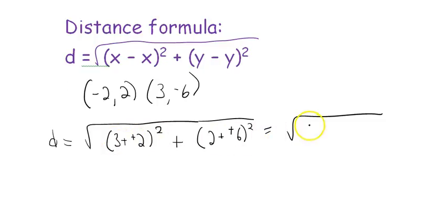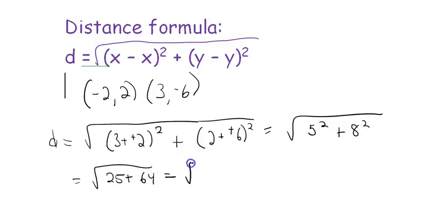And so 3 plus 2 is 5, and I have 5 squared. And 2 plus 6 is 8, and I have 8 squared. So this is the square root of 25 plus 64. And so 25 and 64 is 89. It's the square root of 89, which you might be able to break down, or you may type it in and need a decimal form of that. So there's your example of the distance formula.